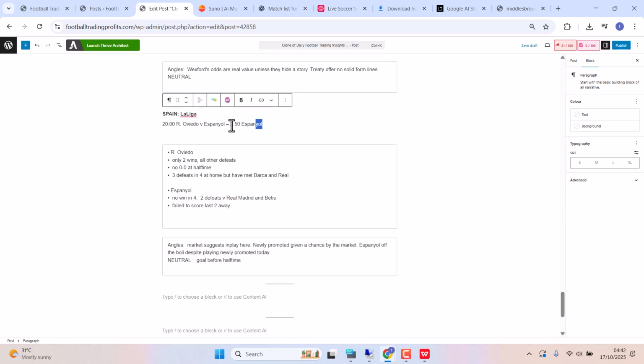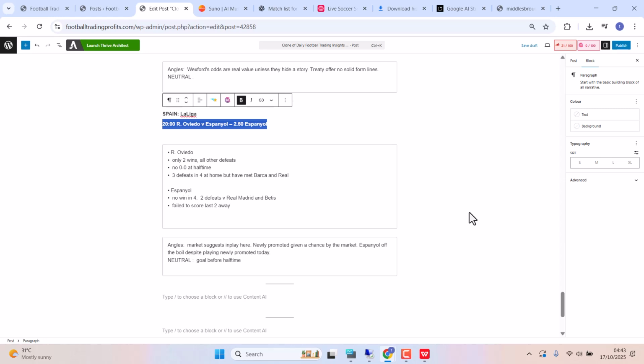Real Oviedo and Espanyol, newly promoted Real Oviedo. Only 2 wins, all other defeats. A typical newly promoted side, struggling. 3 defeats in 4 at home, but they have met Barcelona and Real Madrid, so don't take that to heart. That's not a sign of poor home form, is it?